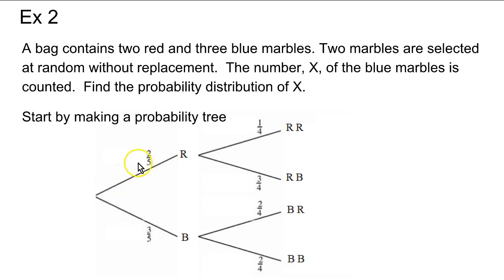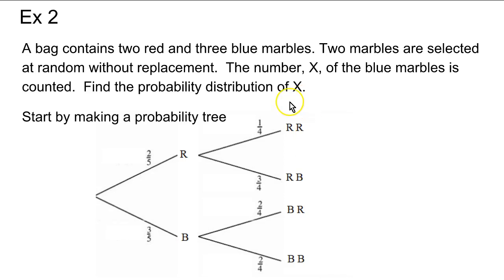And this is getting 1 red the first time and then getting the second red. This is getting 1 red the first time and then a blue the second time. So anyway, we multiply the probabilities straight across, and then we can find the probabilities for each one.